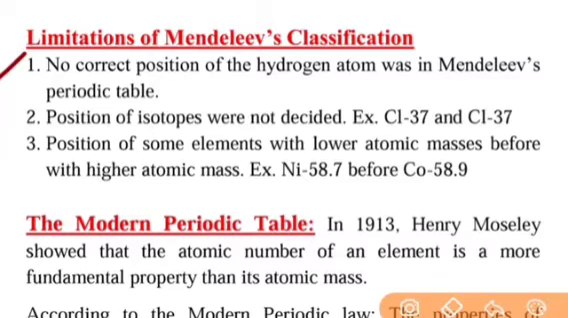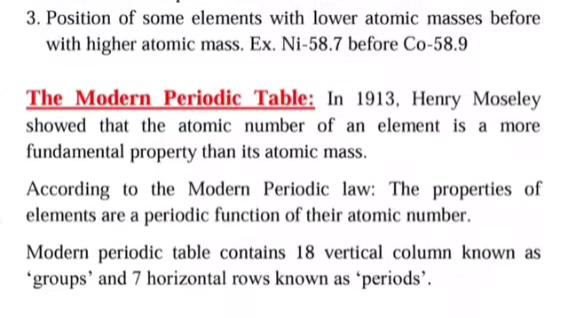Now Mendeleev's periodic table: when elements are arranged in order of increasing atomic mass, elements with similar properties occur at regular intervals. The properties of the elements are a periodic function of their atomic mass. Mendeleev's periodic table is based on the chemical properties of an element.